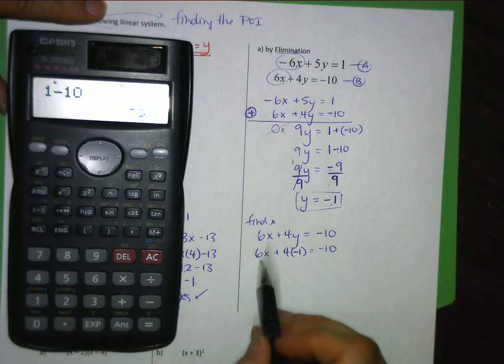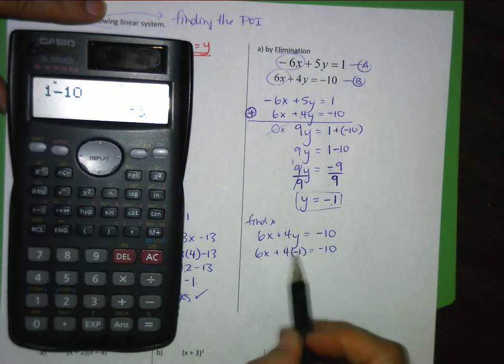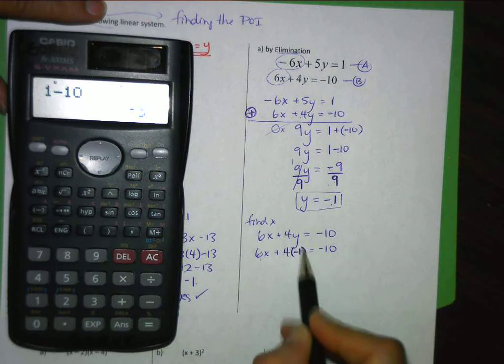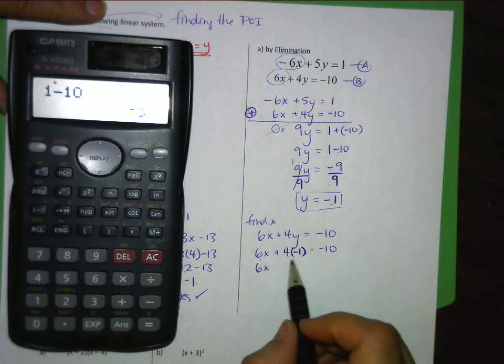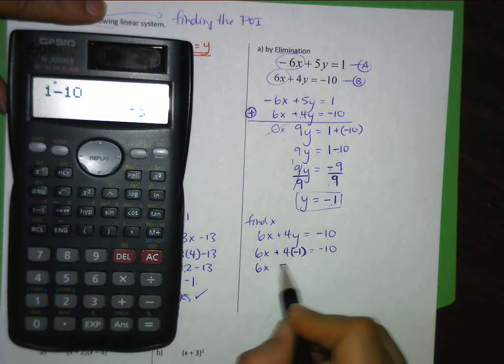So there it is, 6x, I write it down. 4, I'm subbing in for y, so the y is gone. I'm putting in the negative 1 instead. And the negative 10 I haven't touched. So let's simplify this. 4 times negative 1 is going to be negative 4.